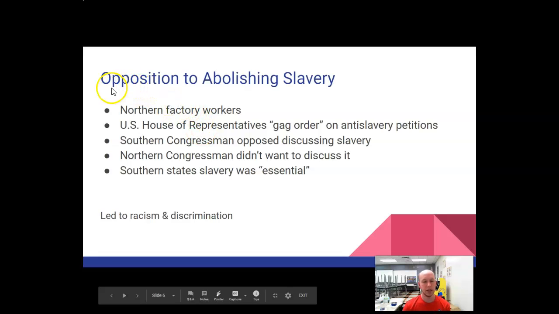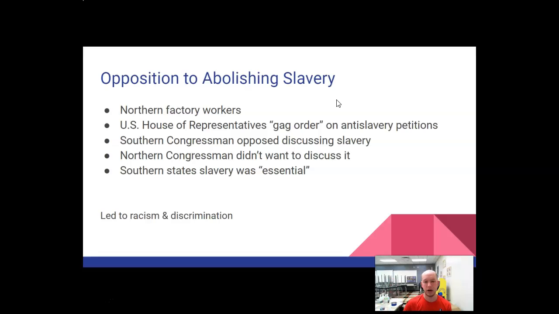Now, there was a lot of opposition to abolishing slavery. We obviously know the southern states were very against abolishing slavery, but they weren't the only ones. A lot of northern factory workers were very afraid that if slaves were free, they were going to come and take their jobs because they could work for less money. That was just kind of their fear. Whether that was true or not, probably wasn't, but it was something in their mind, that political leaders and people in the South said, if you free these slaves, that's what's going to happen.